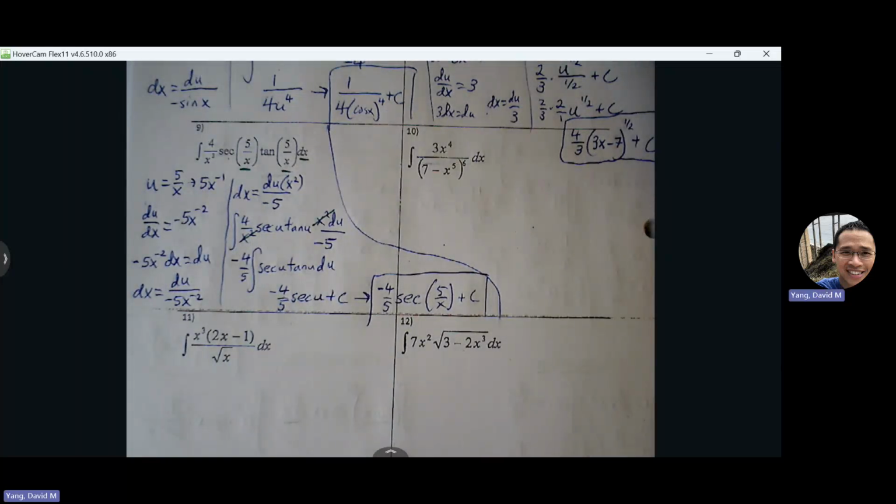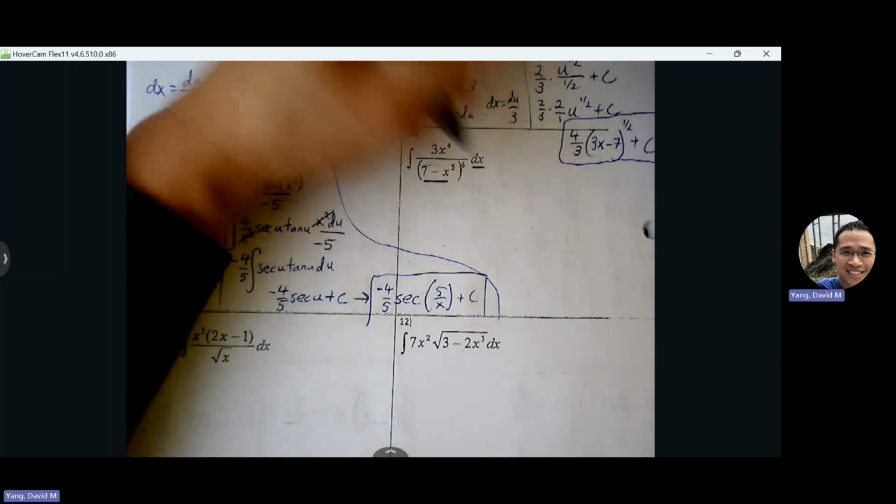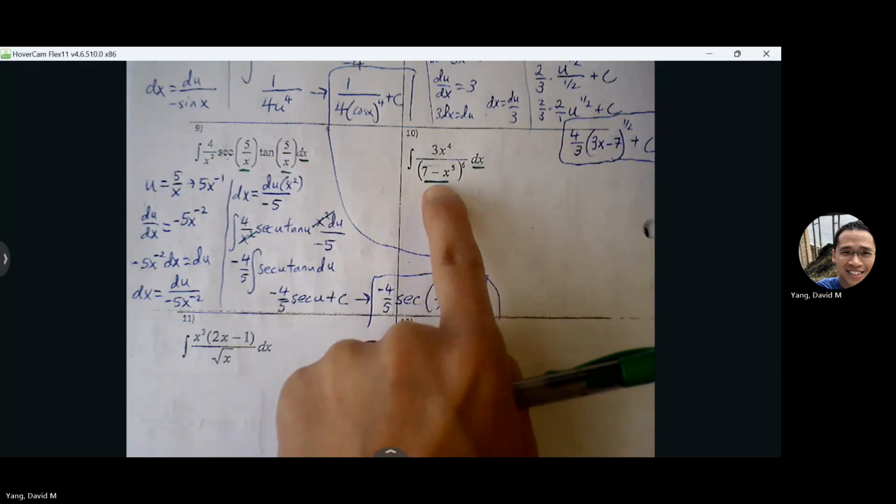Right, number 10, too complicated for expansion. We can't expand that denominator out easily. So u substitution is our next step. What's our u value? And do we expect this to work out nicely with the numerator when we go through our derivative?